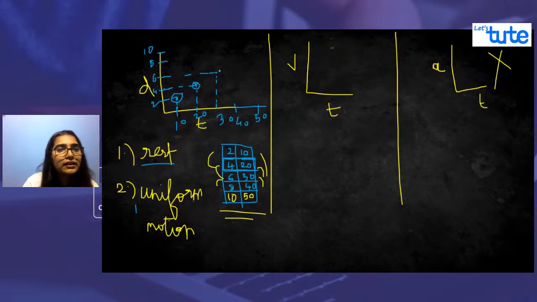So you're right. Come on, Rishikesh, guess this graph. For 40 seconds, we are getting 8 meters. What kind of graph do we call this?